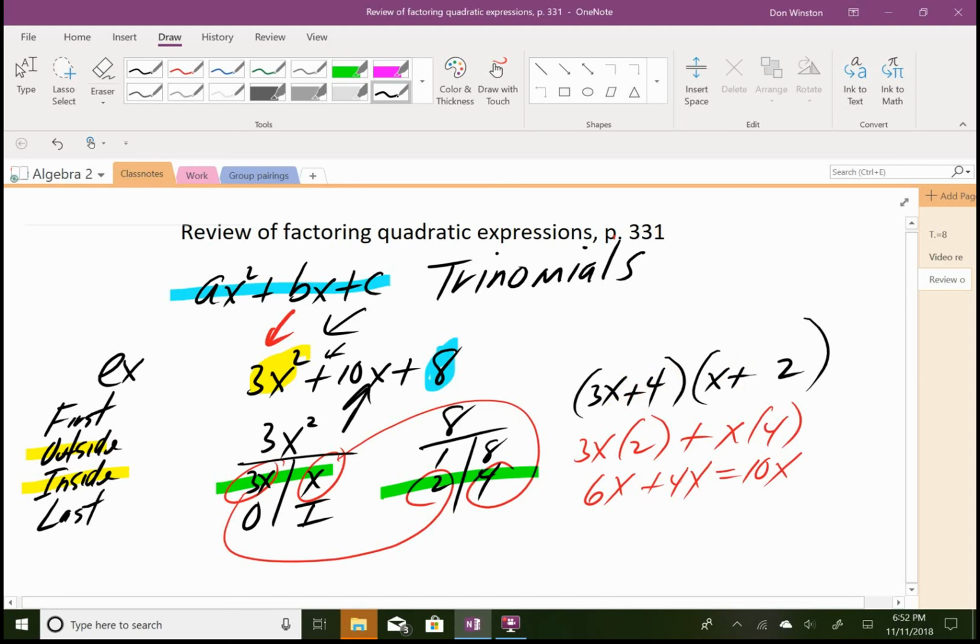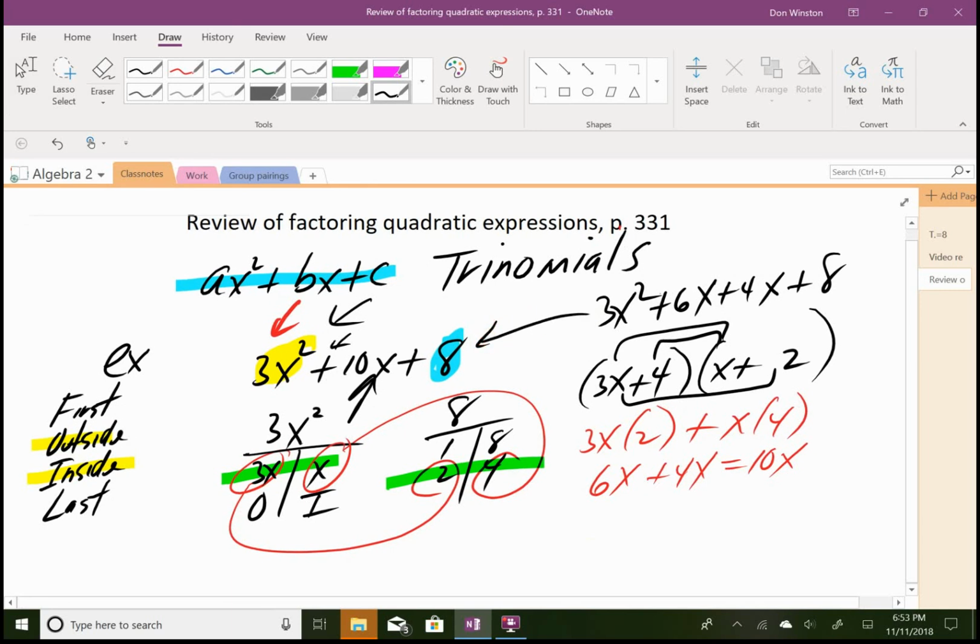You can FOIL and check. The 3x times x is 3x squared, the first terms. Outside, 3x times 2 is 6x. Inside, that's plus 4x, and then last, 4 times 2 is 8. That will give you 3x squared plus 10x plus 8. With that, finish up the exercises, and you'll be doing problems 16 through 18. Review the videos when you do these three problems, and hopefully that will help.